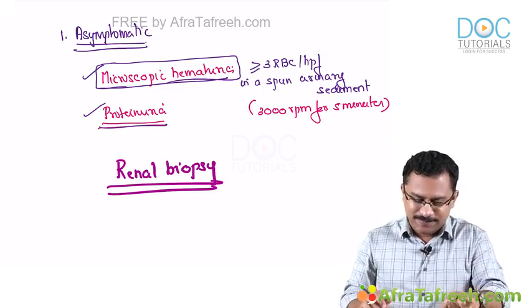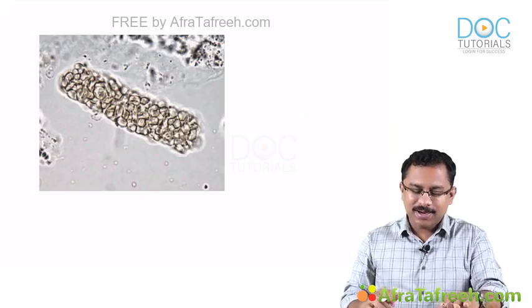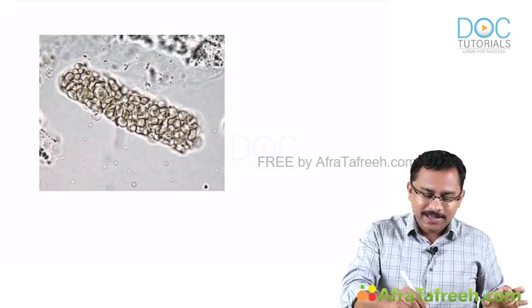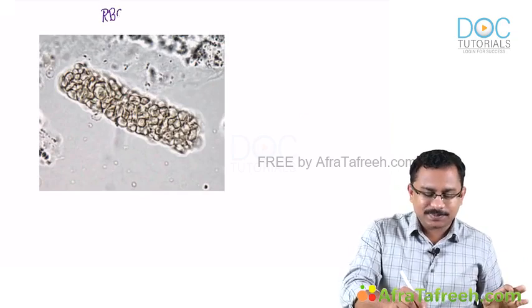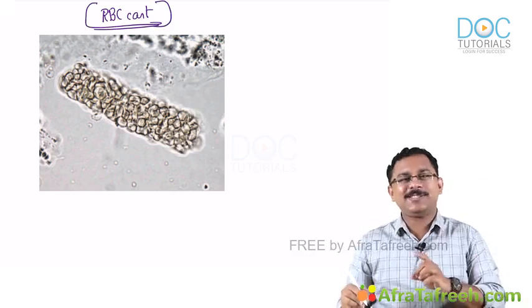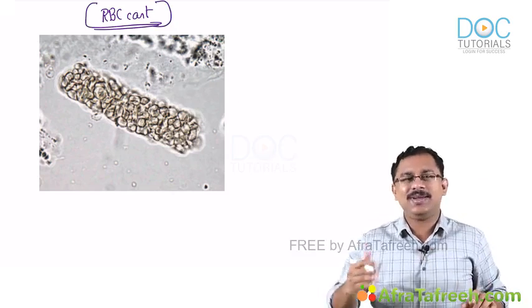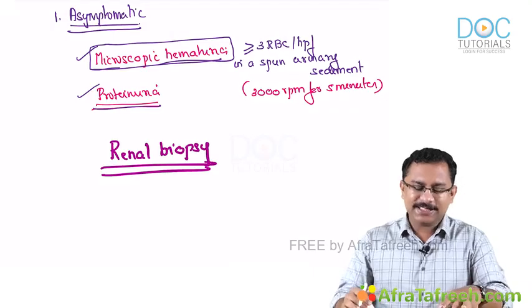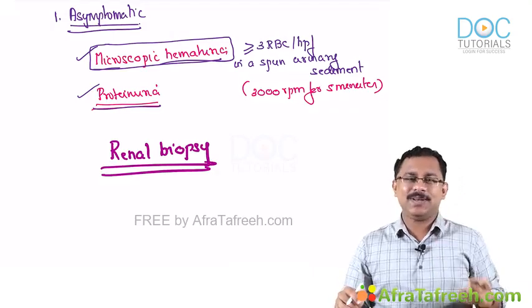And you can see, this is the urine sediment of a patient who was totally asymptomatic. He had RBC casts. So will you evaluate this patient? Yes, he has to be further evaluated. So that is the first presentation, asymptomatic.